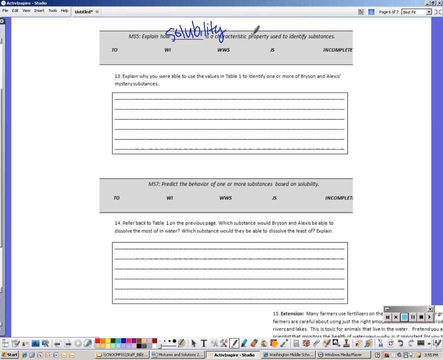So it's helpful to think back to the other characteristic properties we've talked about this year. We've talked about density. We've talked about melting points. We've talked about boiling points.